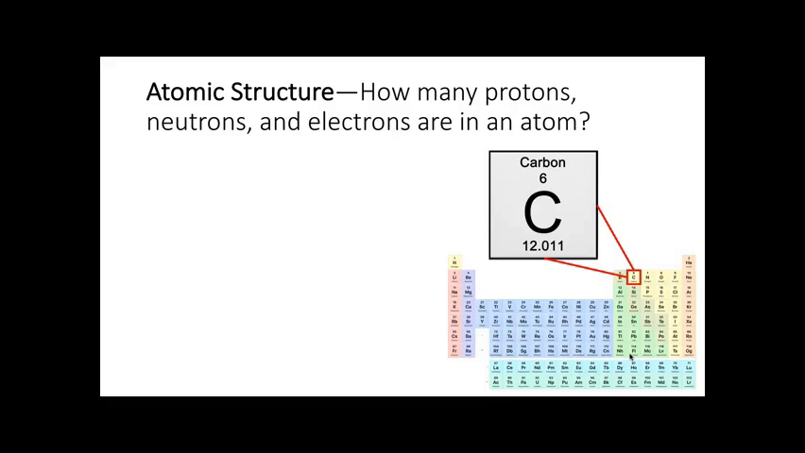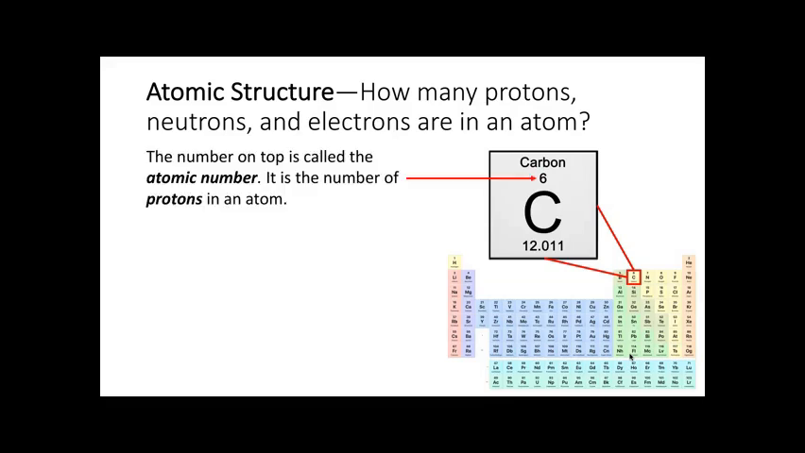If you look on the screen here, I have it pulled up and zoomed in. That top number in carbon, the number 6, is called the atomic number. The atomic number starts at 1 with hydrogen, and it increases by 1 for every single atom. So hydrogen's 1, helium's 2, lithium's 3, and so on. For carbon, it happens to be 6. That top number, again, is called the atomic number. That is the number of protons in an atom.